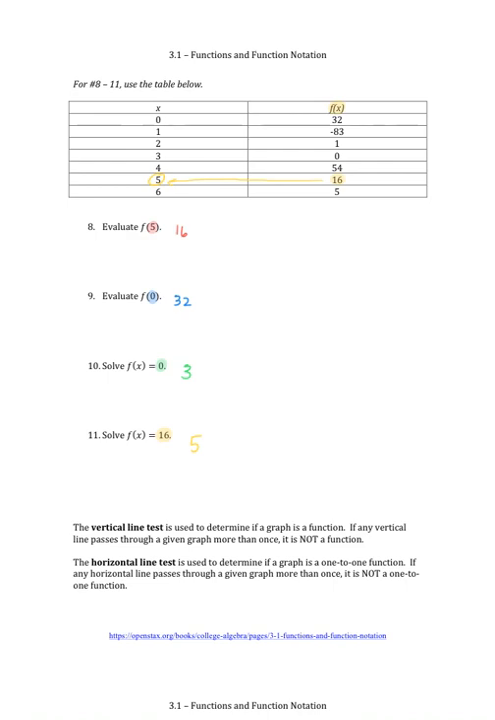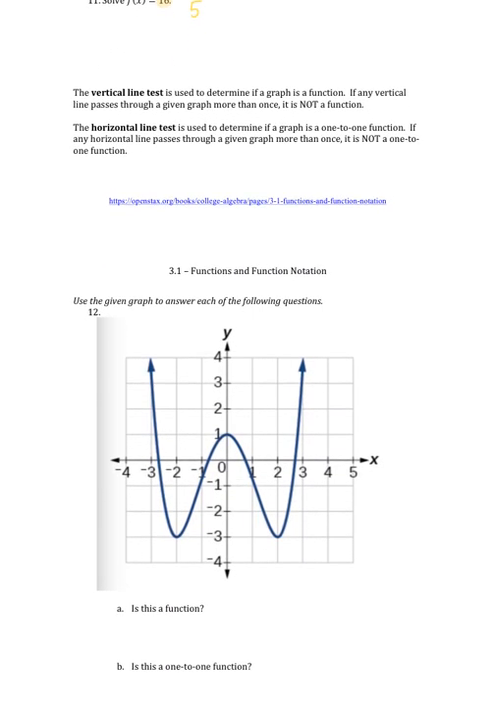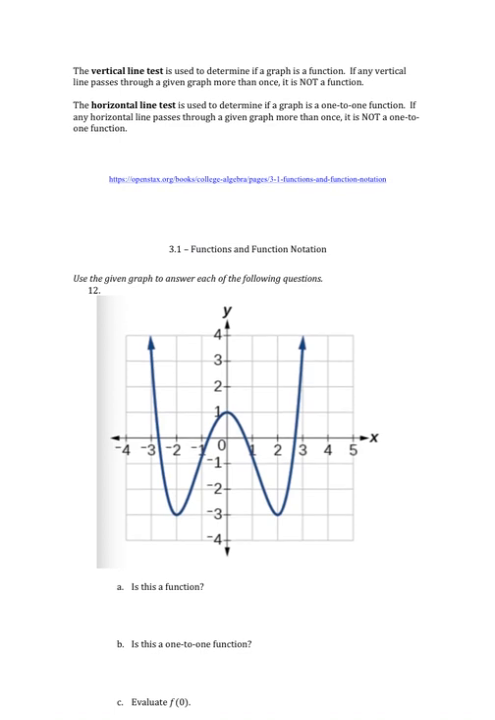Okay, so the next thing is we could have our function given to us in graph form. So instead of a set of ordered pairs or a table or a function, an equation, we could have a graph. So we have a couple of tests to determine if something is a function or if it's one-to-one. The first one is the vertical line test.